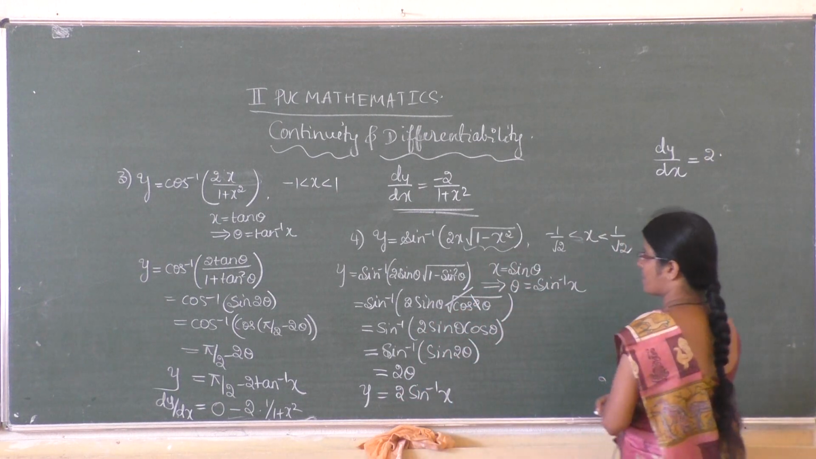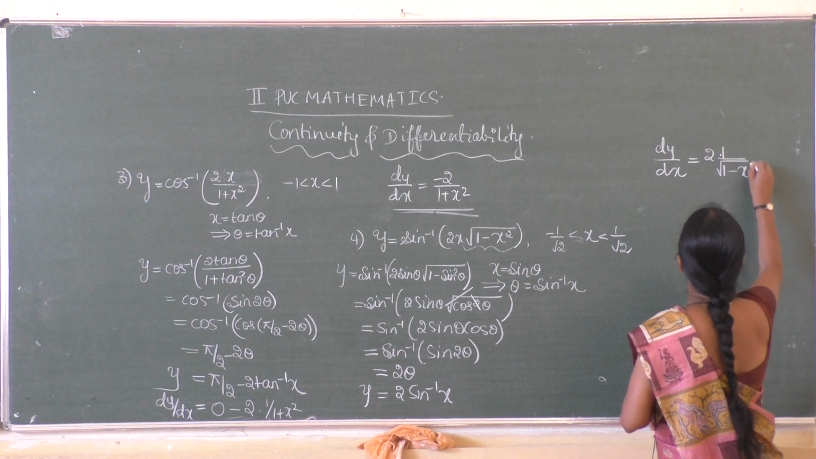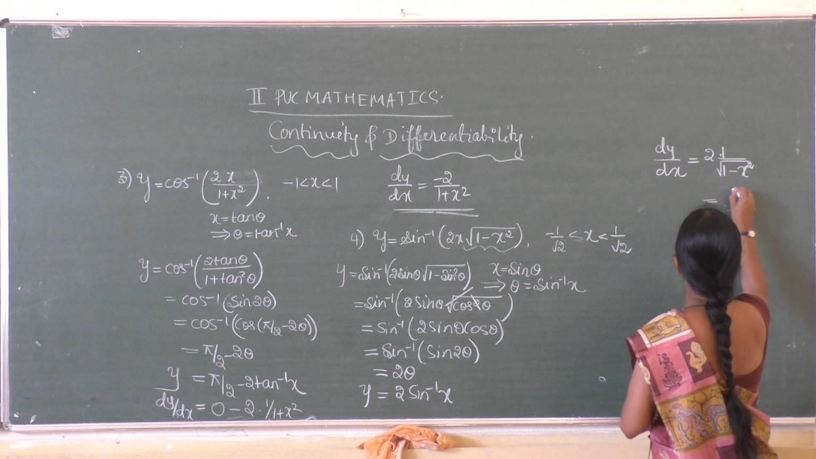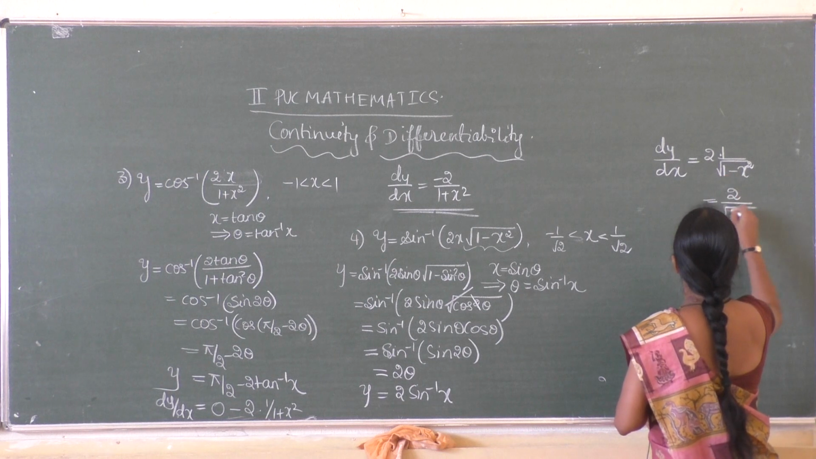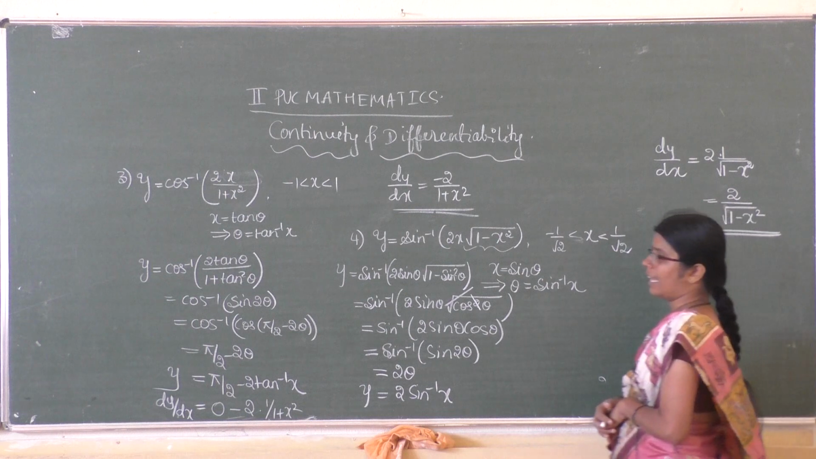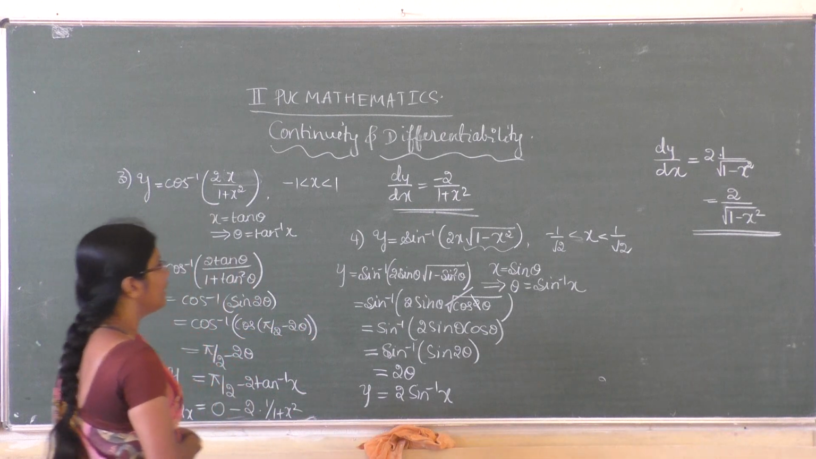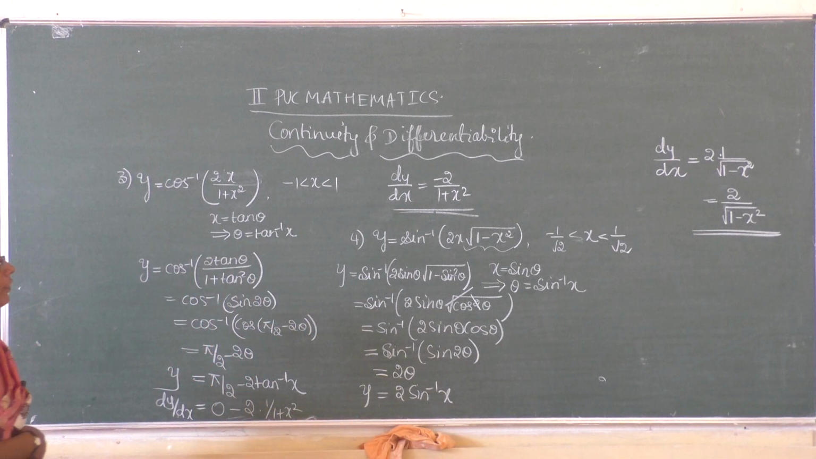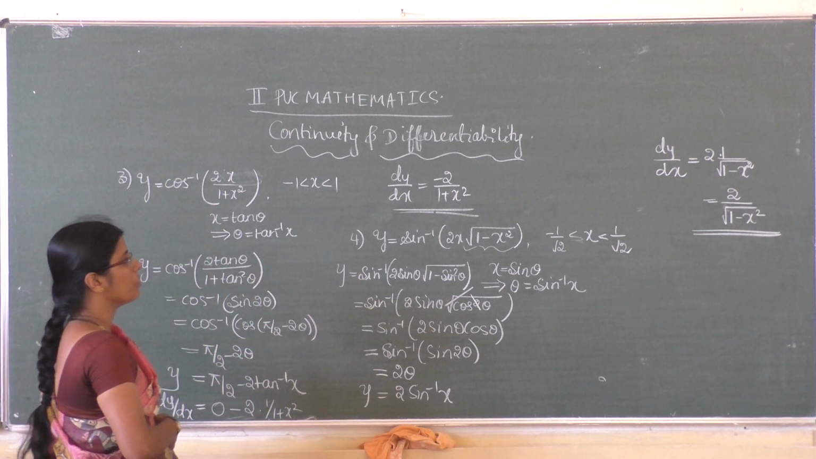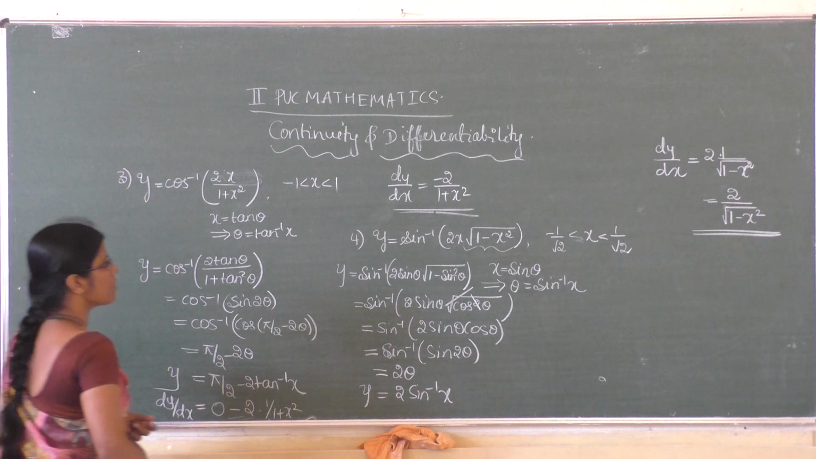dy by dx is equal to 2 into the derivative of sin inverse x. What is the derivative of sin inverse x? That is 1 by root of 1 minus x square. So we get 2 by root of 1 minus x square. Okay, so this is how we get the derivative of the function y equal to sin inverse of 2x into root of 1 minus x square. Okay, the next one.